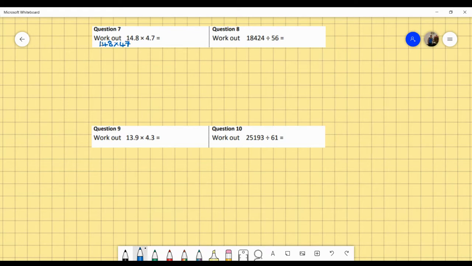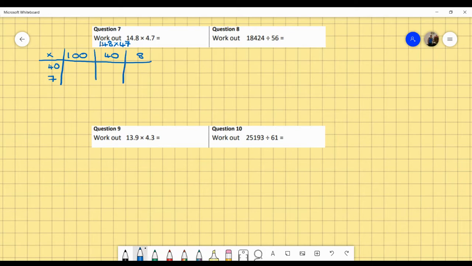Again, the easiest way to do this is to use your grid method. So we want to use 140 and 8, and we want to multiply that by 40 and 7. We can draw our grid out like so, and we can work out each of the values at this point.